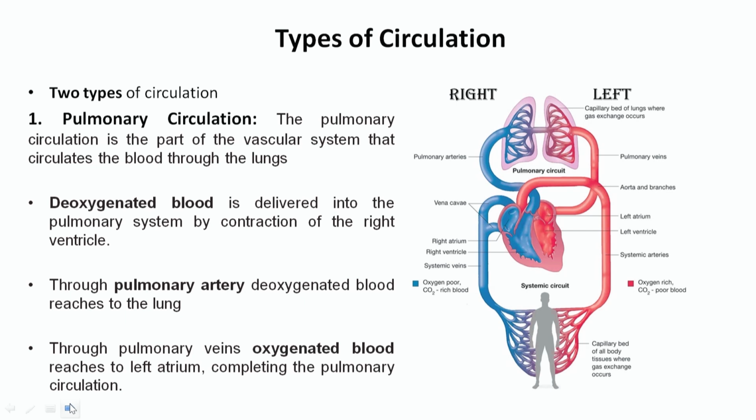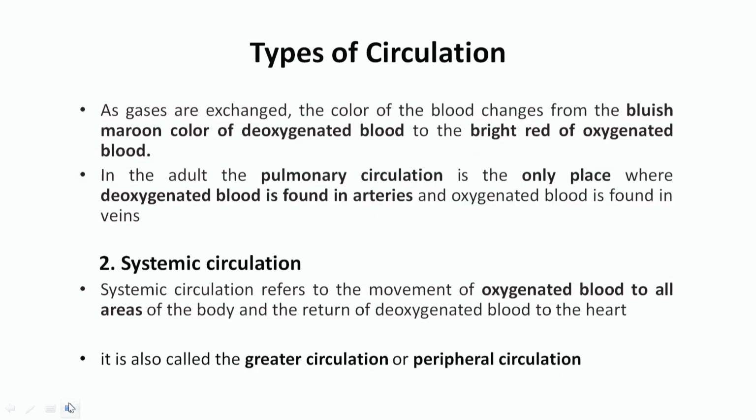So the pulmonary artery carries the deoxygenated blood to the lungs, and through the pulmonary vein... generally a vein carries the deoxygenated blood, but here in this system the pulmonary vein carries the oxygenated blood that reaches the left atrium, and that means the pulmonary circulation is completed.